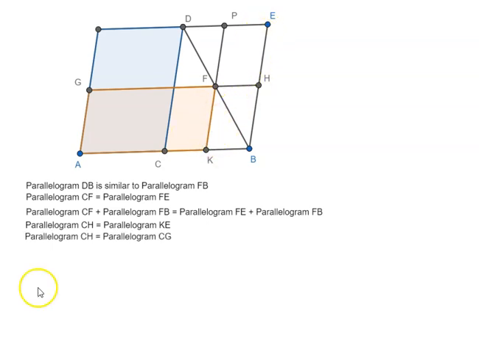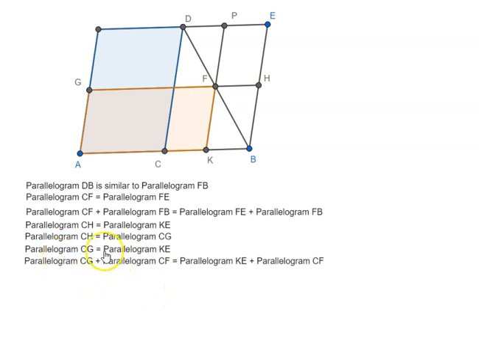Now, parallelogram CH is equal to parallelogram CG. Remember, C is at the midpoint. So CH is going to be equal to CG. Now, parallelogram CG is equal to parallelogram KE. Why? Because here you have parallelogram KE equal to CH and CG equal to CH. That means KE is equal to CG.